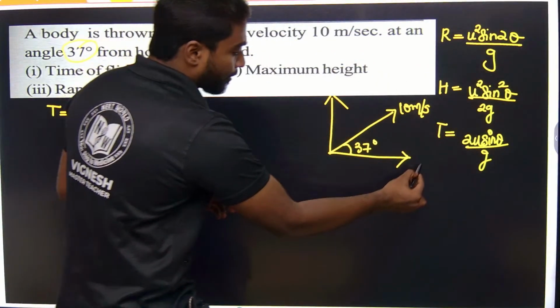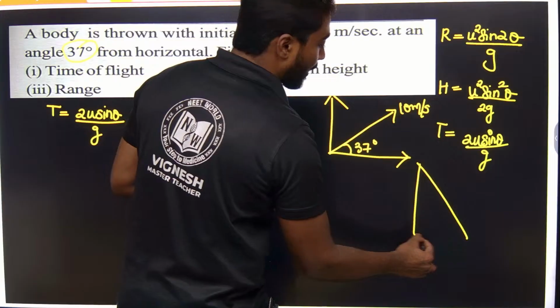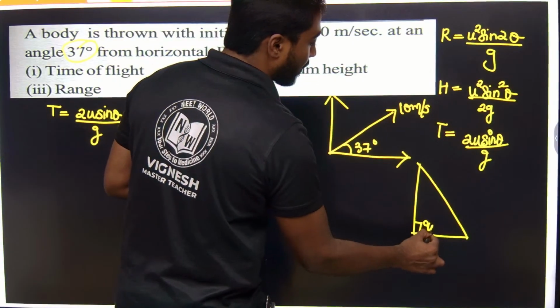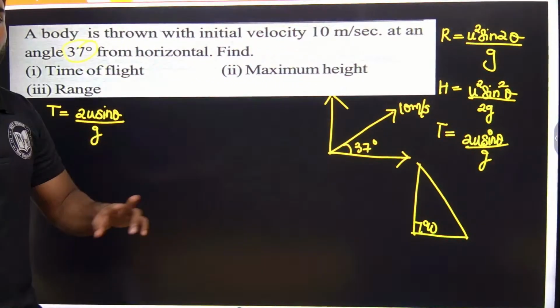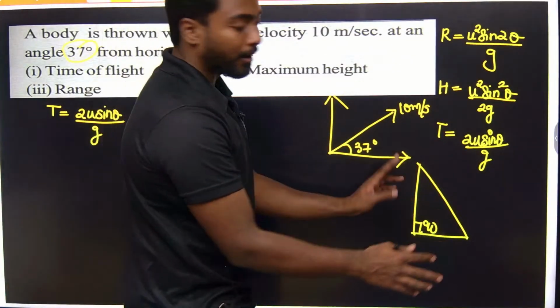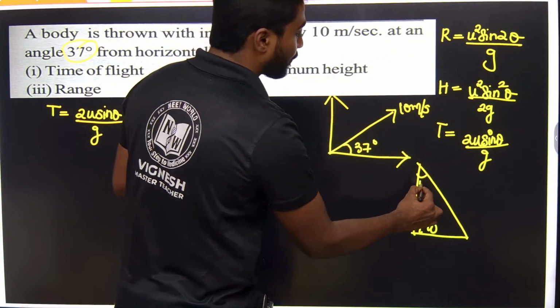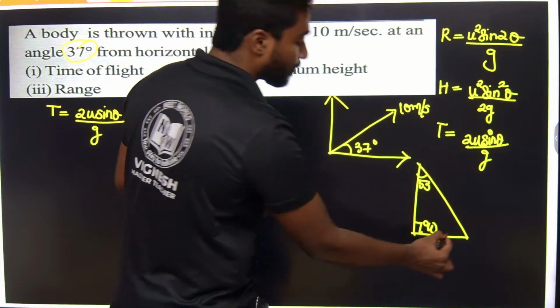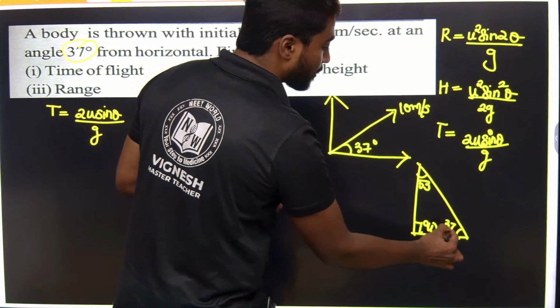Take a right angle triangle, that is 90 degree. One angle will be 53 and one will be 37. You can take either side. Let me take this side as 53. What about the remaining angle? It is 37 degree, right?